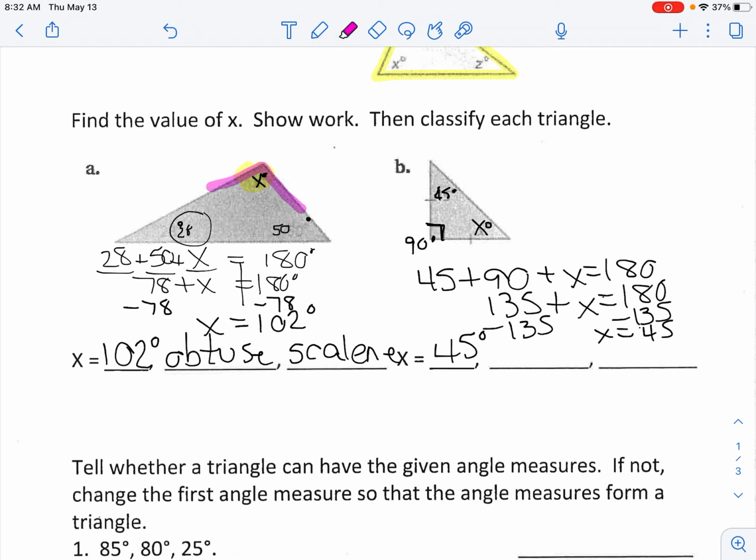Now, since this triangle has one right angle, we're going to classify it as a right triangle based upon the angle measures. Based upon the sides, I have a mark here and a mark here showing that those two sides are congruent. If I have two congruent sides, we're going to call this triangle isosceles.